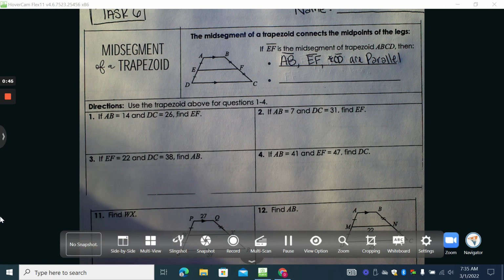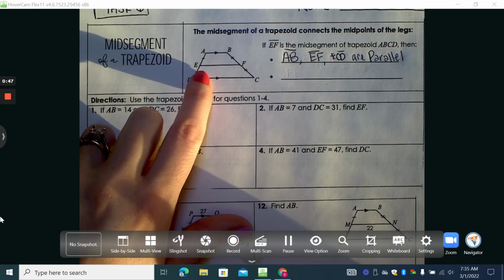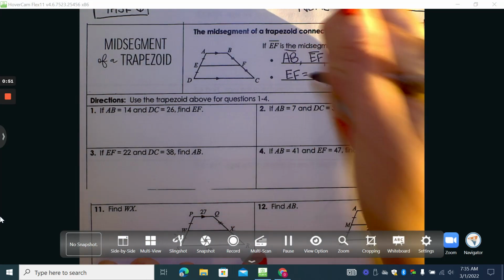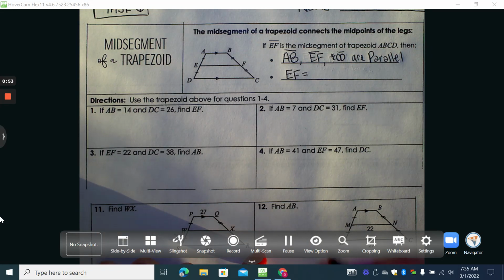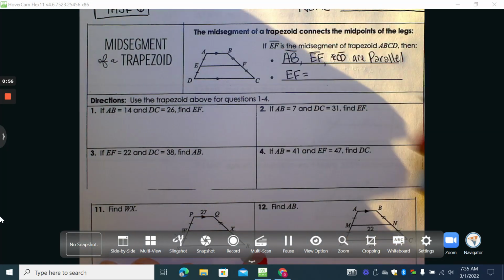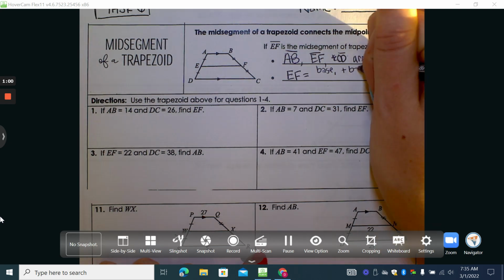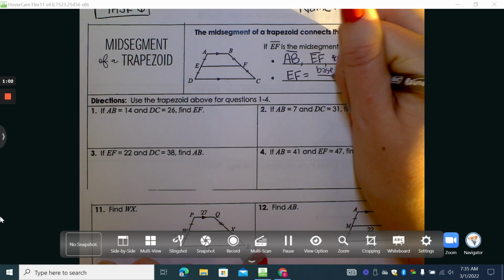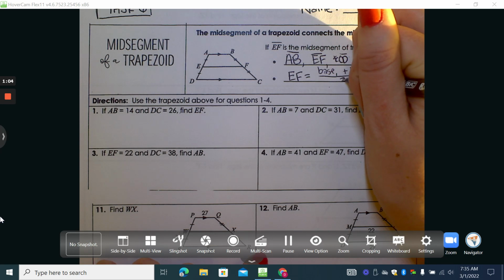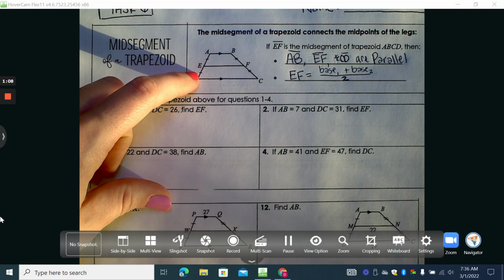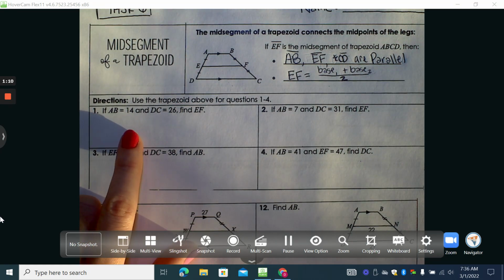More importantly, I know this little formula to figure out what my mid-segment length is. So if EF is my mid-segment, then EF is essentially my two bases added together, base 1 plus base 2, divided by 2. So essentially the average of these two bases. So it's going to give us some information here.